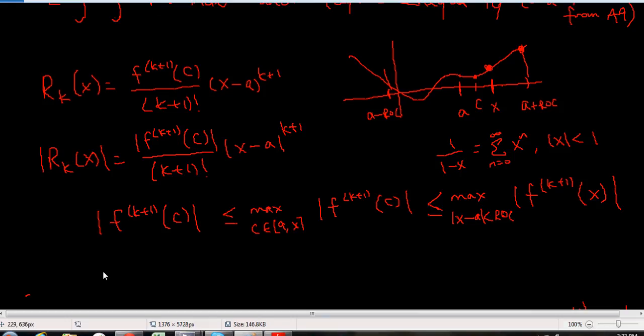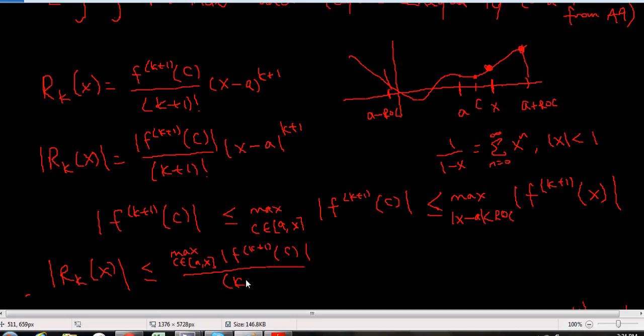So don't mind the stuff on the bottom. It's something I forgot to erase in a previous video. Anyway, so our R_k(x), well, it's equal to this thing, but it has to be less than or equal to the max of c belonging to [a, x] of |f^(k+1)(c)| over (k+1)! times |x − a|^(k+1).